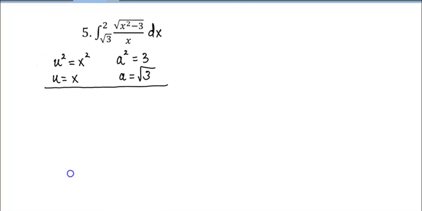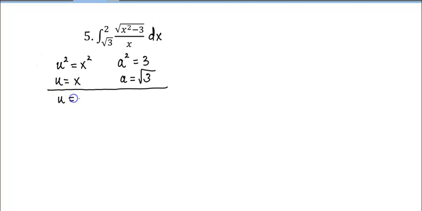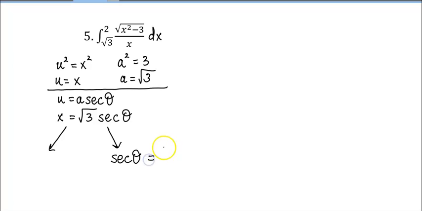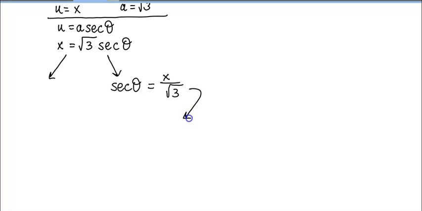So we are going to be using the substitution as we saw in the table that u is equal to a secant theta. We now know that u is x and that a is the square root of 3. So we have x is equal to root 3 secant theta. From that, I'm going to go ahead and do two things. I'm going to solve for secant to see that secant theta is then equal to x over the square root of 3. Doing that, I should be able to then make a triangle.